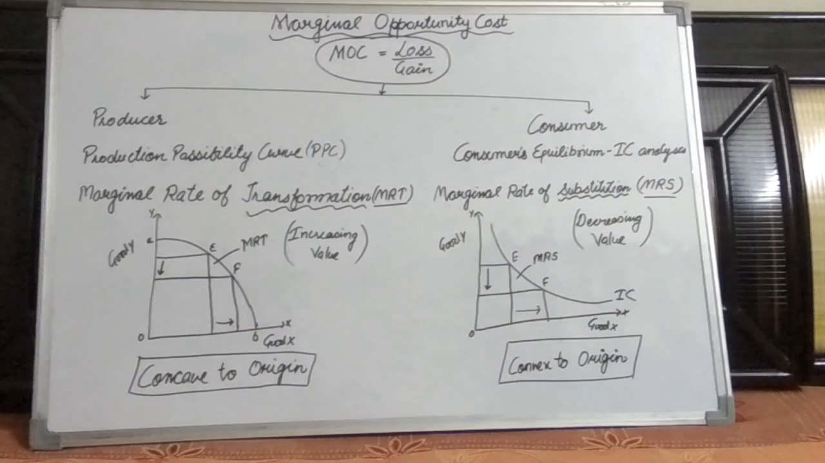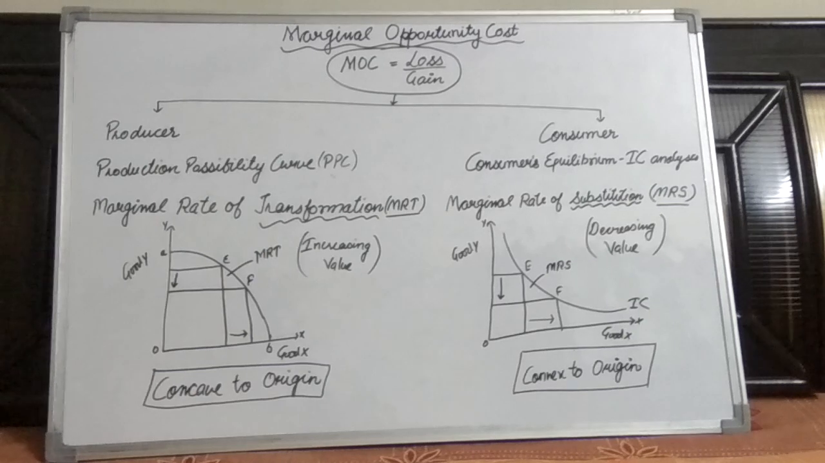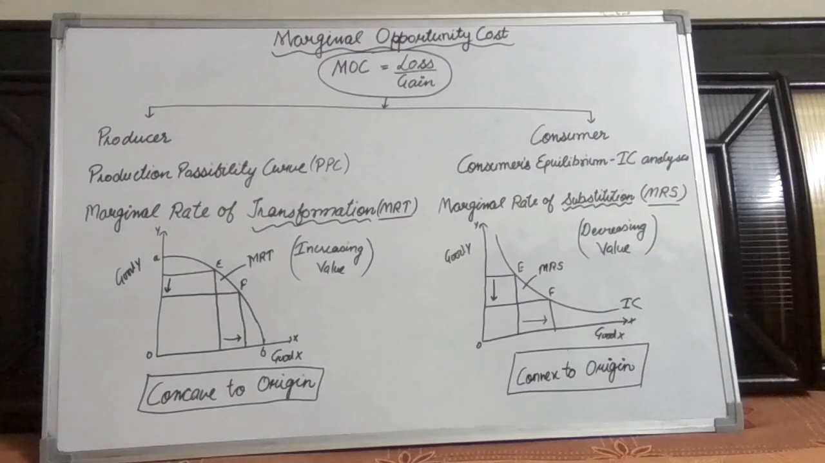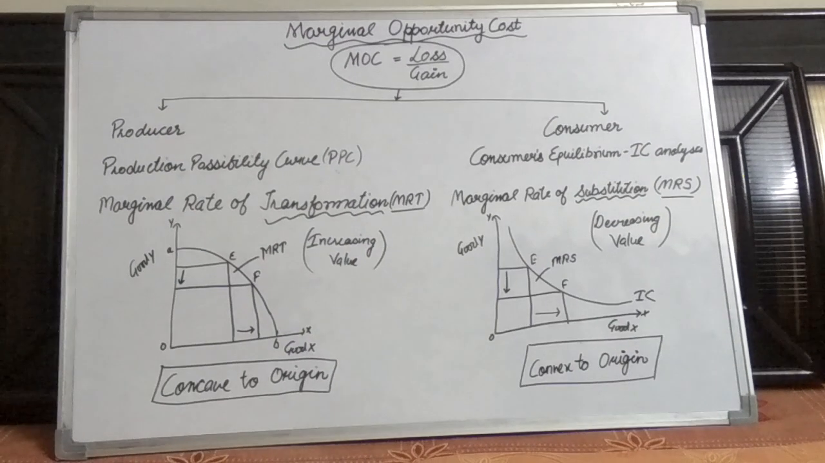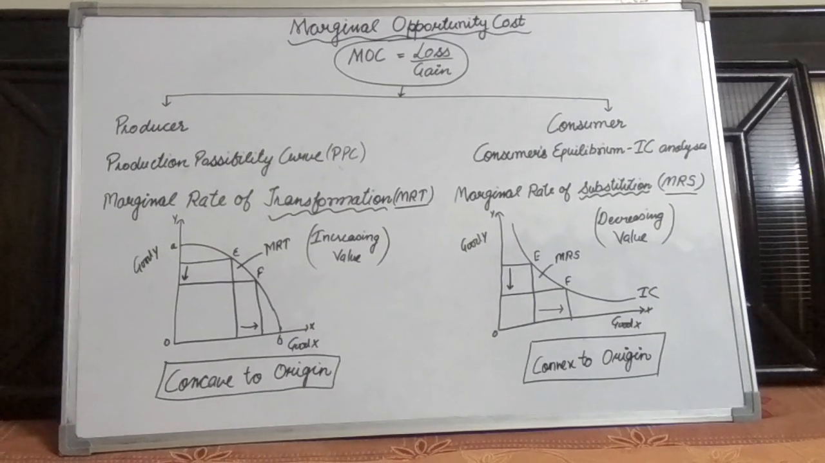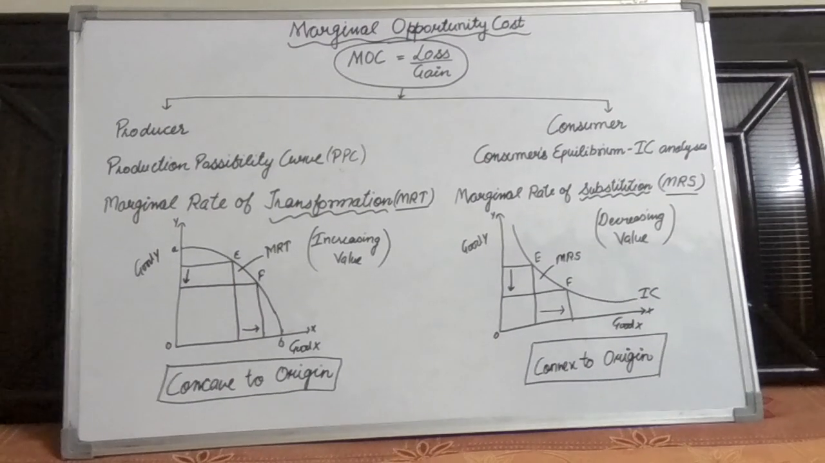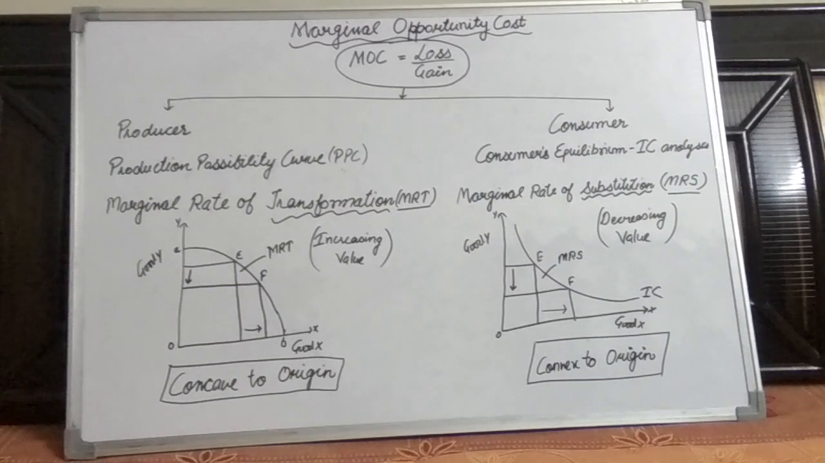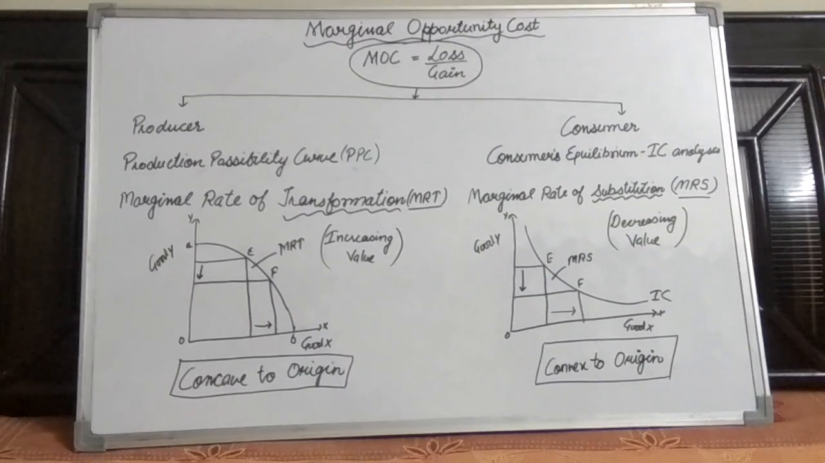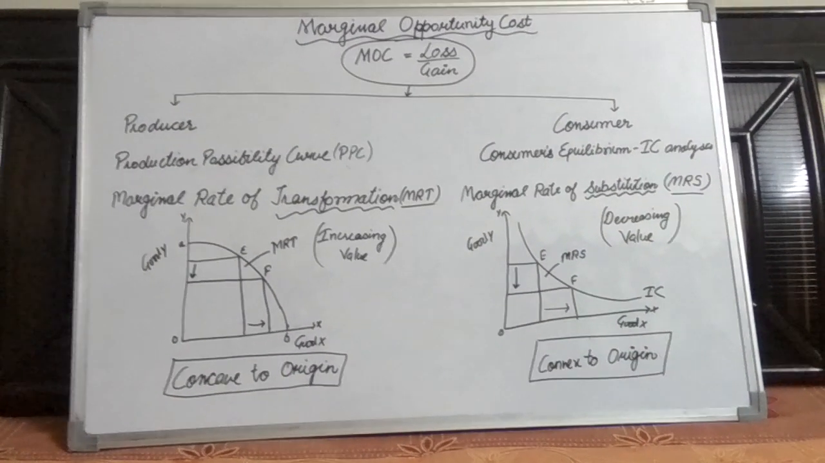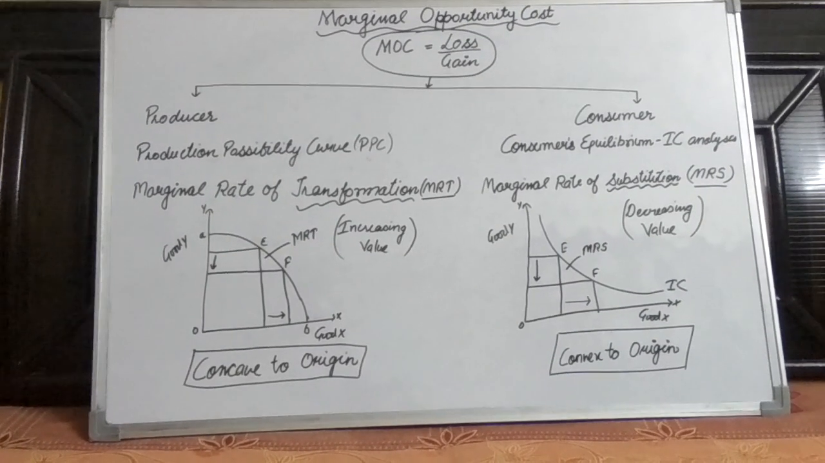Let's move to the next concept, for the consumer. So this MOC is also used for the second economic agent, the consumer, in case of consumer equilibrium by IC analysis. Under this concept, it is termed as marginal rate of substitution, that is MRS, and in the same concept we have drawn good Y on y-axis and good X on x-axis.